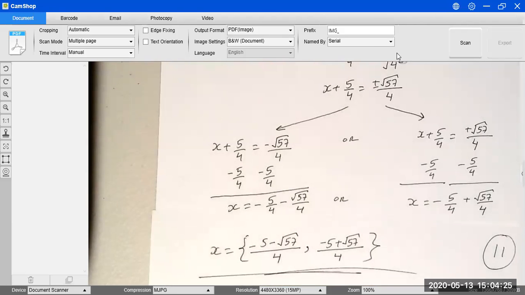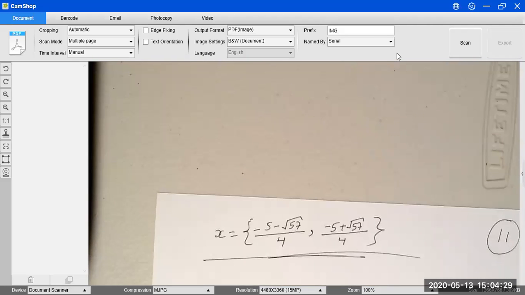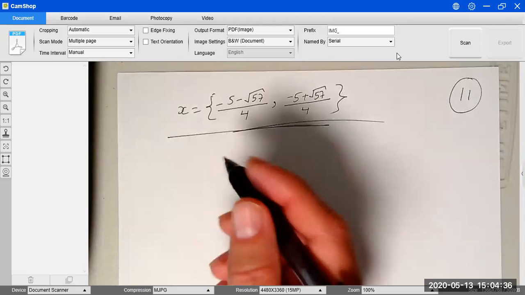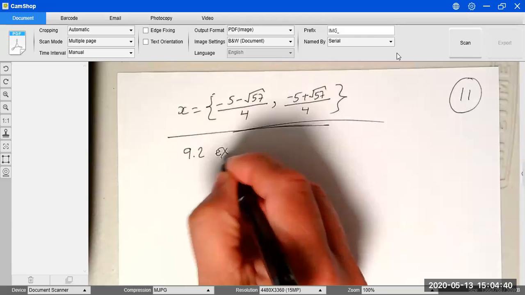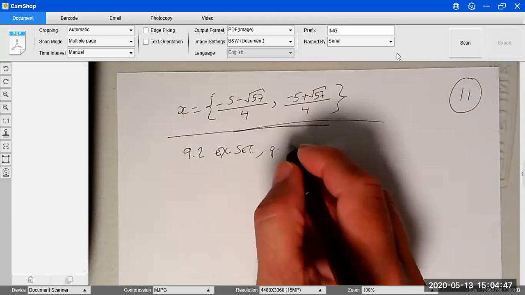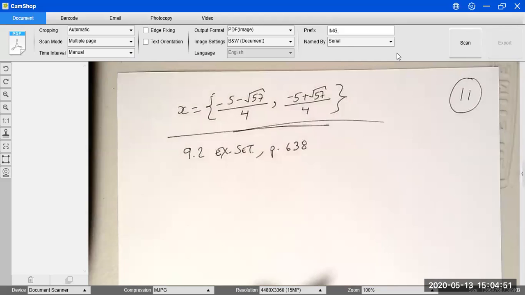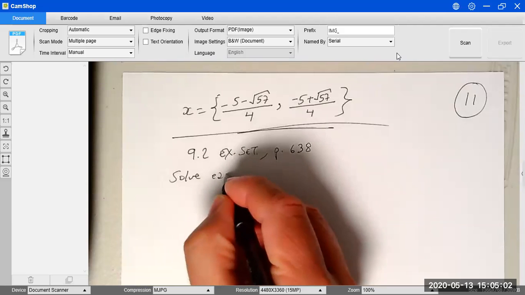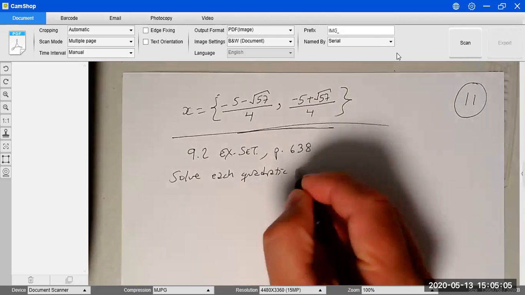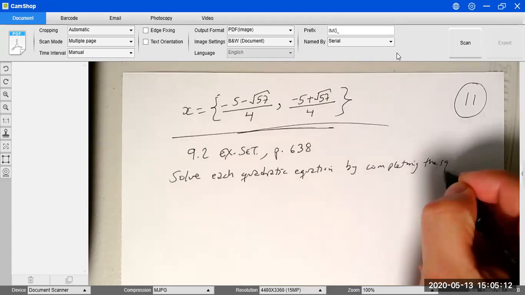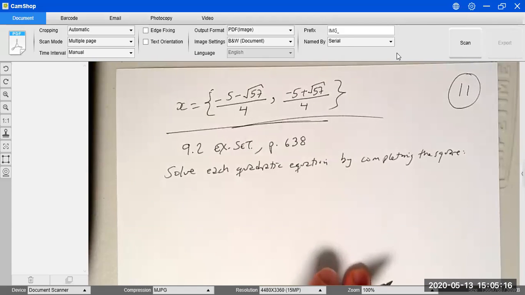So now it's your turn. And with that, we're going to finish section 9.2. So we have the 9.2 exercise set on page 638. You're going to solve each quadratic equation by completing the square. So we have problem 14.